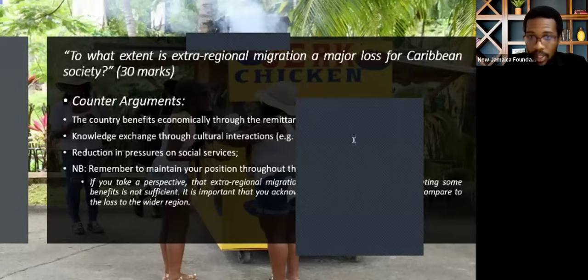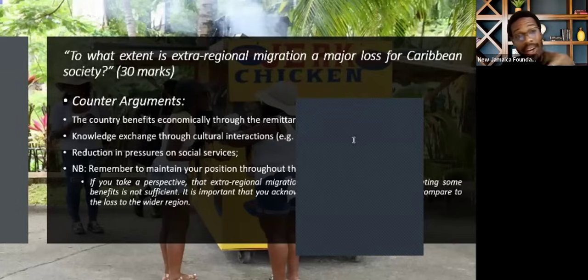Let's see. Also, I see there's a question that says, would a negative impact of migration be that migrants are more likely to be exploited? Caution, there's a caution here. This question doesn't ask you to look at migration in general. It asks to what extent extra-regional migration is a major loss for Caribbean society. So bear in mind, it's asking you to look at the Caribbean itself, not the experience of Caribbean migrants in the United States. So just remember what the question is asking so you don't go too broad in your analysis.